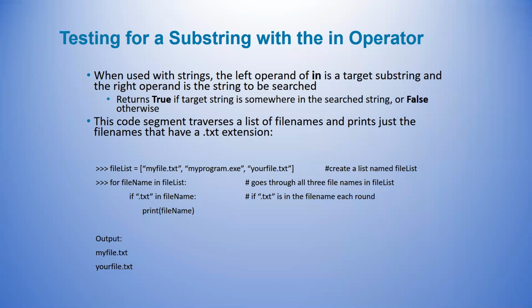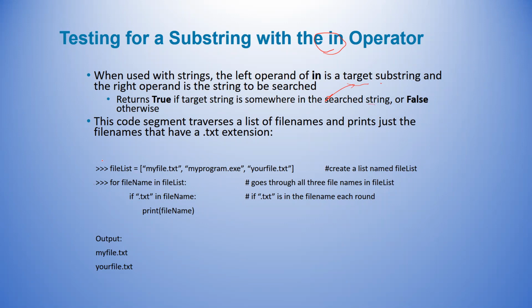Okay, let me put this on. So that's the in operator. Okay, right here. In, that's an operator. So when used with strings, the left operand of in is a target. The right operand is the string to be searched. So it returns true if the target string, the substring, is somewhere in the searched string, or false otherwise.